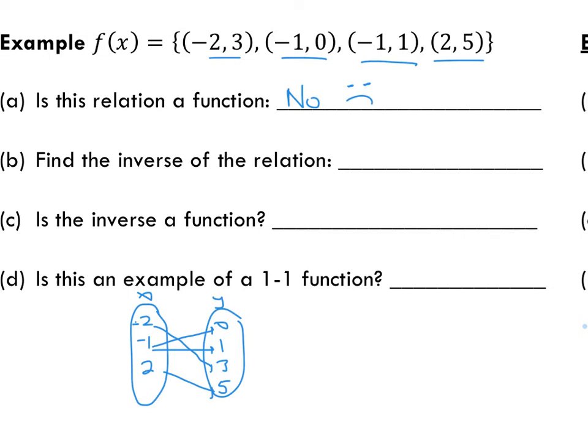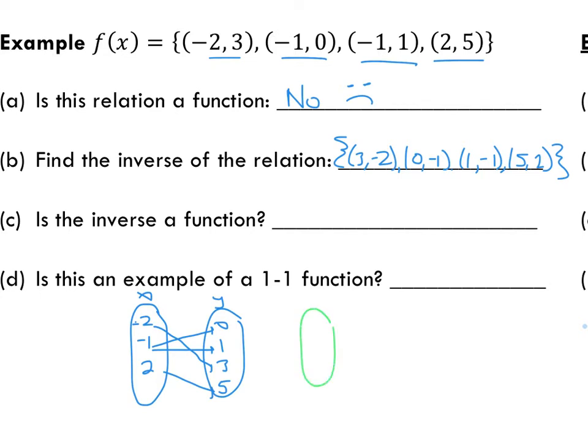And then if we look at the next part, we're going to find the inverse relation. So all we're going to do is flip our ordered pairs. So 3, -2, 0, -1, 1, -1, and 5, 2. And that's it. And then we want to know, is this inverse a function?